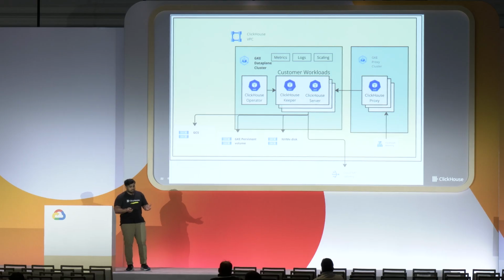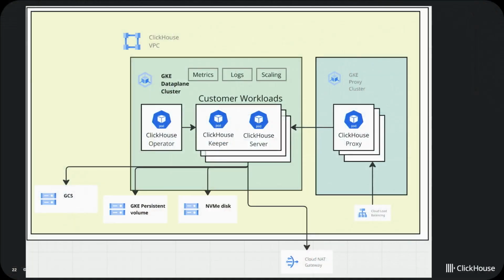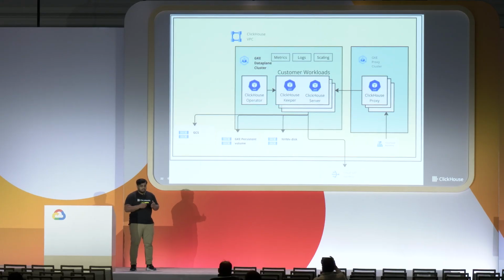So just to visualize how this looks in ClickHouse, we have a VPC in GCP, and in there we have a Kubernetes cluster in which the customer workloads are deployed. Each customer workload is deployed in its own namespace. That's how we achieve tenant isolation. And each ClickHouse customer workload, under the hood, consists of ClickHouse Keepers and ClickHouse servers. ClickHouse Keeper is our implementation of ZooKeeper for coordination. And ClickHouse servers are our compute nodes, which actually run the queries. Each ClickHouse server, in turn, also talks to GCS for data storage. And each ClickHouse server has a local NVMe disk that is used for caching queries.